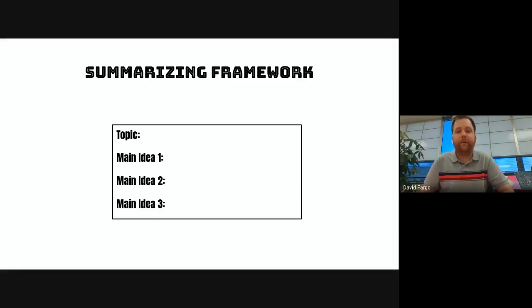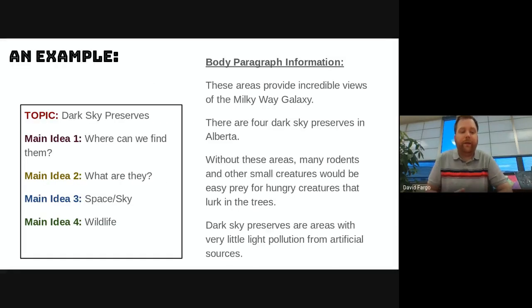Again, we've talked about this a little bit in class. When you're planning an expository piece of writing, whether it's an essay or a news article, you need your topic, and then you need to list the main ideas of each of your body paragraphs. As long as you can identify what each body paragraph is going to be about, it's going to be a lot easier to organize the information. So let's try an example here. The topic in this example is dark sky preserves. That should be familiar to you at this point. We've been talking about dark sky preserves as an example for the past couple of weeks.